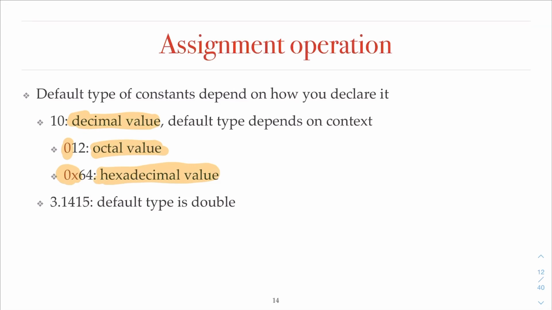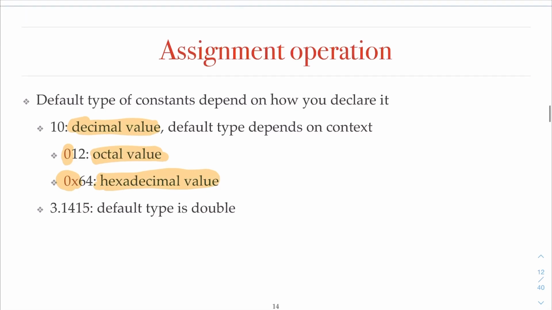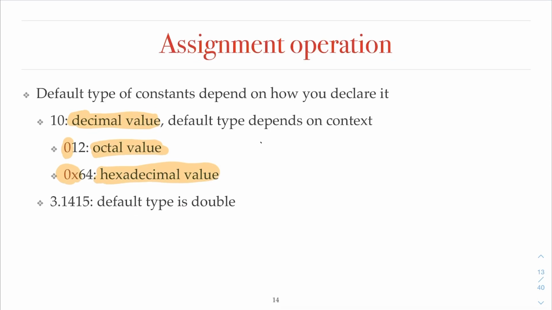Okay, so let me give you a very quick example. Let's say I write a number like this: 021. This is the octal value. If you want to convert it into a decimal number, it is 2 multiplied by 8, plus 1, which is 17, in decimal base.